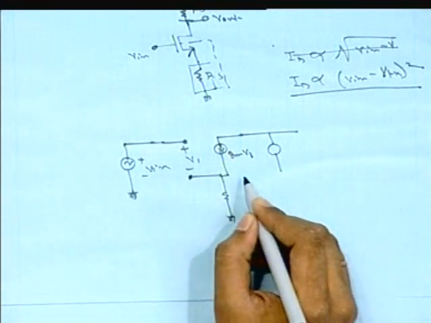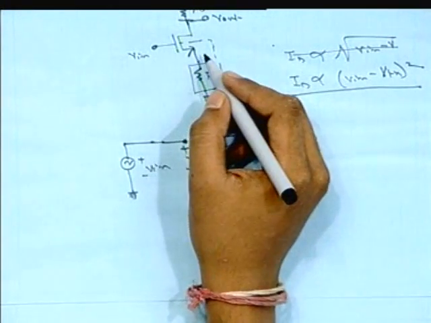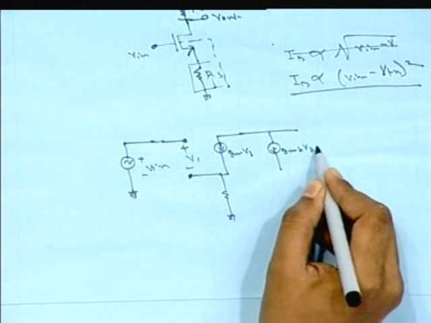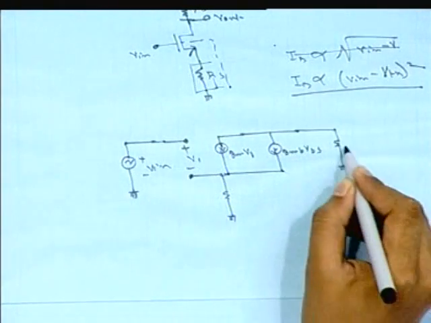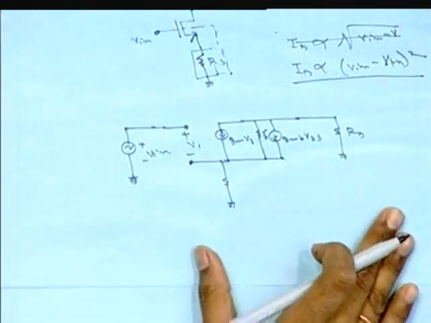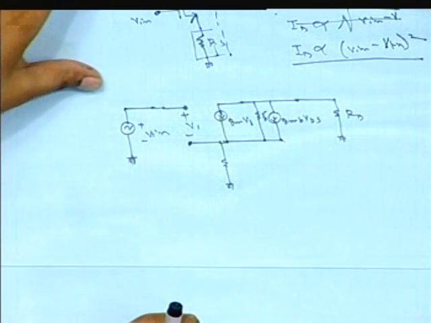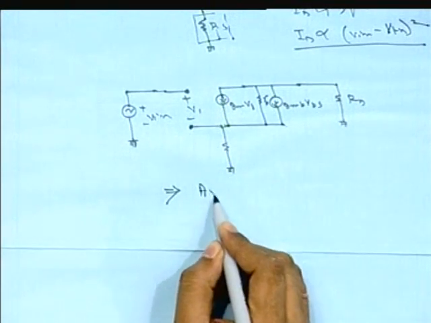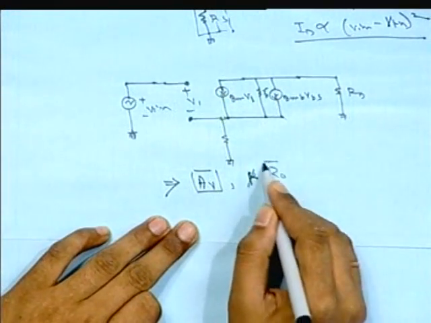Here we have to include the GMB term, because the bulk is connected to the ground but the source is not. So we have to include that GMB term here. Now see, this is becoming more complicated compared to the previous one, and so we have to calculate what will be the AV and what will be the output resistance of this particular system.